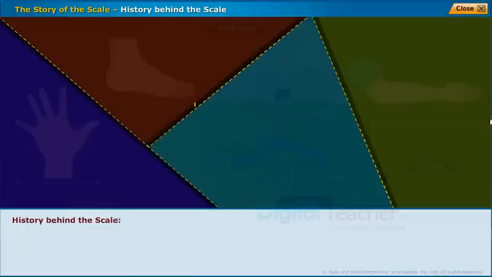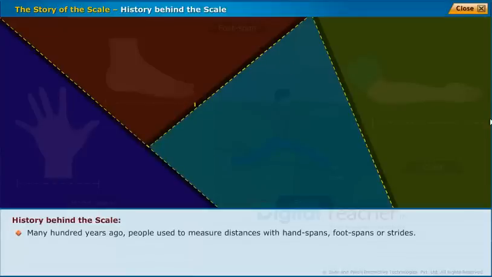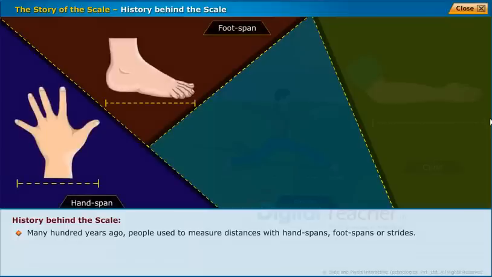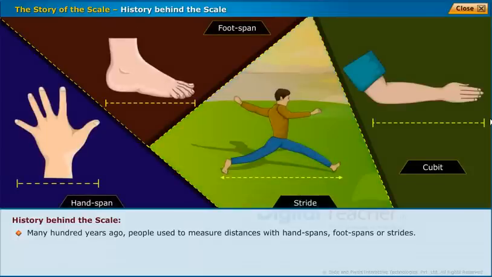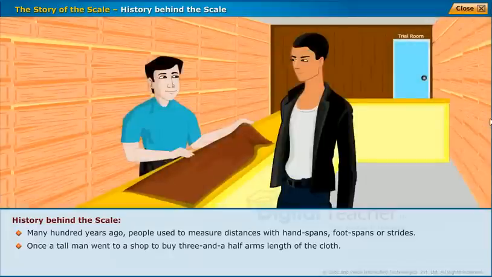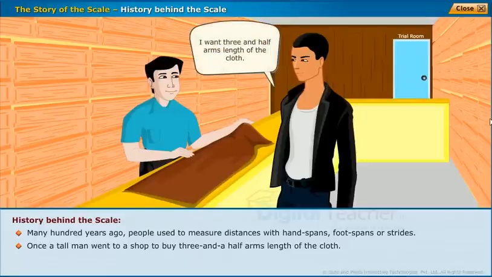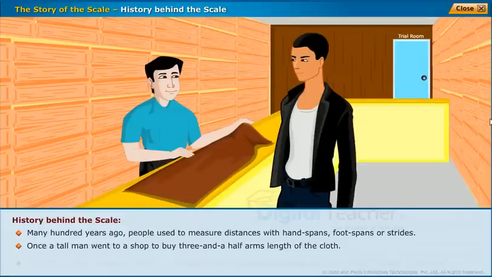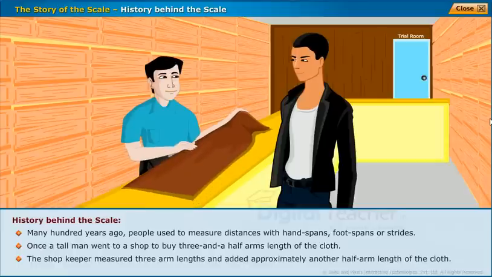History behind the scale. Many hundred years ago, people used to measure distances with hand spans, foot spans or strides. Once, a tall man went to a shop to buy 3.5 arms length of the cloth. I want 3.5 arms length of the cloth. The shopkeeper measured 3 arm lengths and added approximately another half arm length of the cloth.